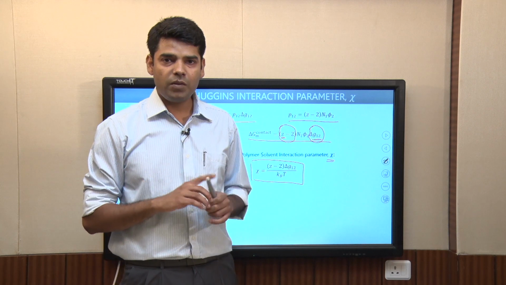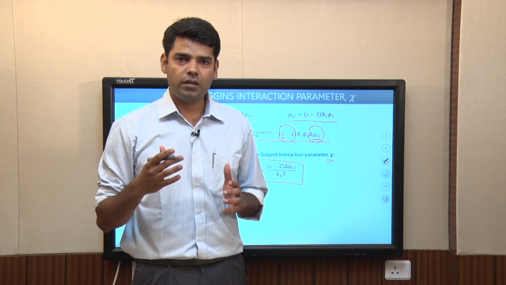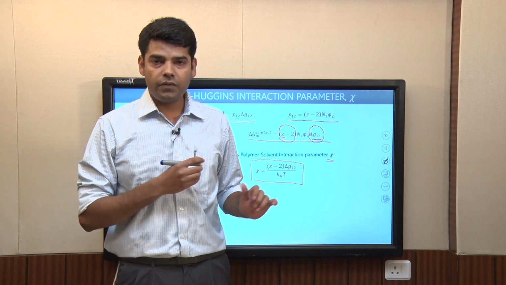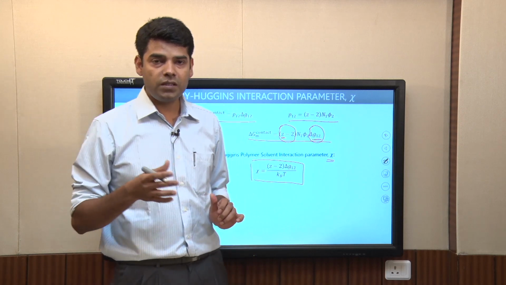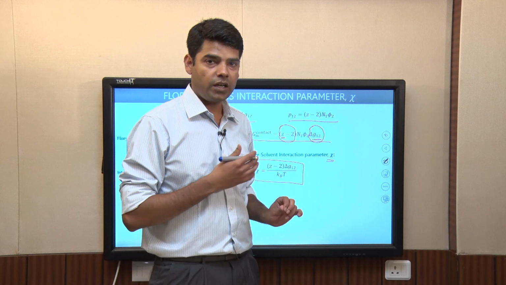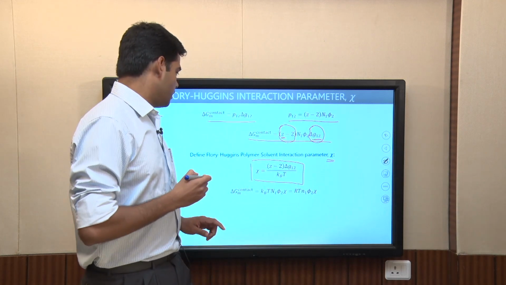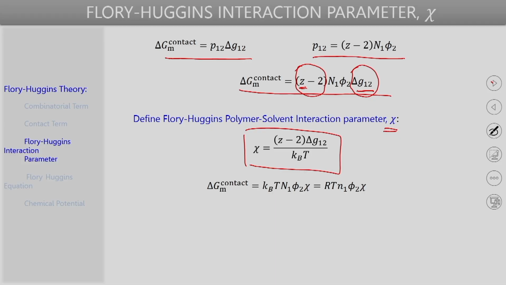And this chi parameter basically is a measure of the polymer-solvent interactions. Once we have this chi parameter defined, if we substitute it in the expression for the contact Gibbs free energy of mixing, we get an expression like this. So, delta Gm contact is just RT times N1 phi 2 chi. Let us look at this chi parameter in a little bit more detail.